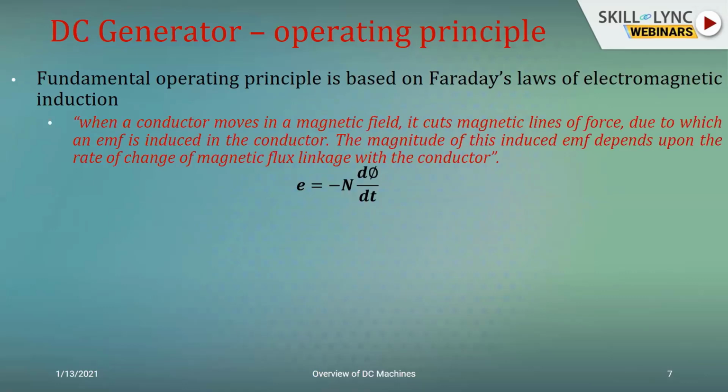But for N turns of the coil, when we talk of practical machines, it's not going to be a single turn machine, it's going to be N turns. So when we talk of N turns, it's going to be minus N d phi by dt. So you're going to get a much larger value of E as opposed to that of a single turn machine.